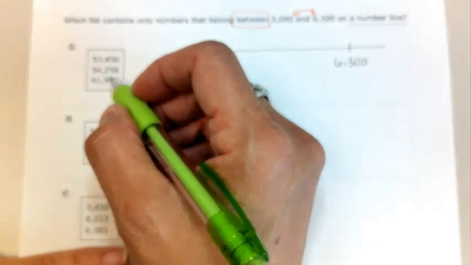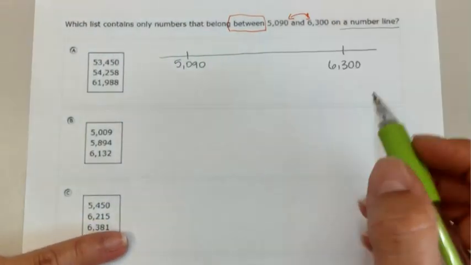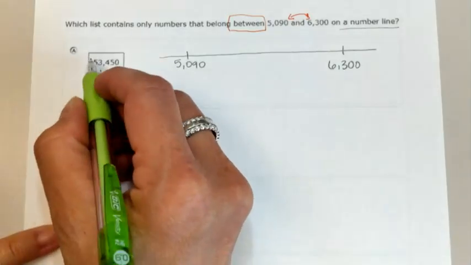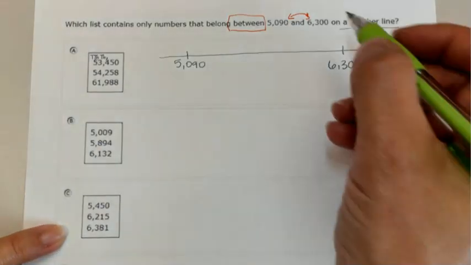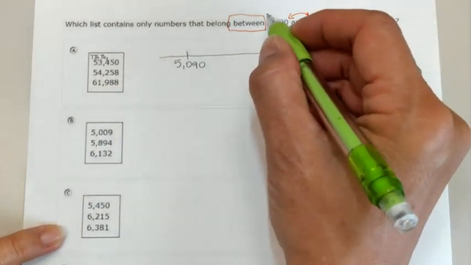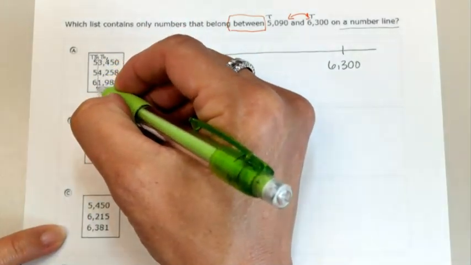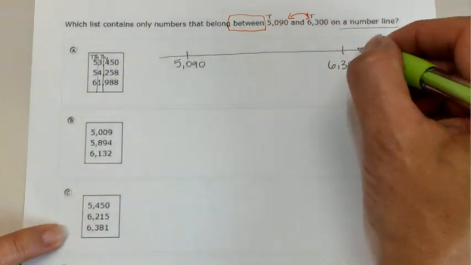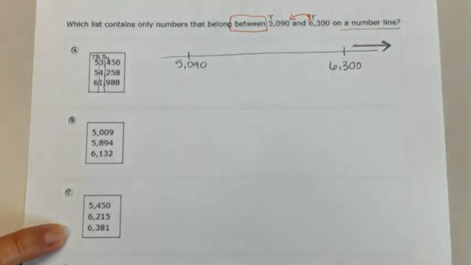So let's look at the numbers that are given to us in the table. If I'm talking about place value, I know that this 5 is in my 10,000s place and the 3 is in my thousands place. If I'm looking at the numbers that were given, because all of these numbers are in the 10,000s place as the largest place value, all of them are going to fall on this side of the number line. They are all larger than the largest number that I'm trying to go between. A is not my answer.